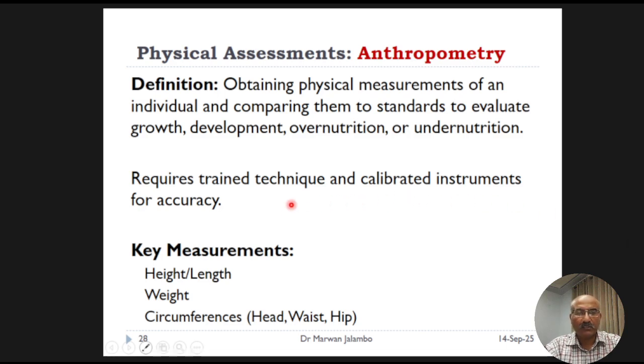So the most fundamental measurements we use are height, weight, and various circumferences, like head circumference, waist circumference, and hip circumference. The application and interpretation of these measures differ significantly between children and adults. So let's start with the children and teens.